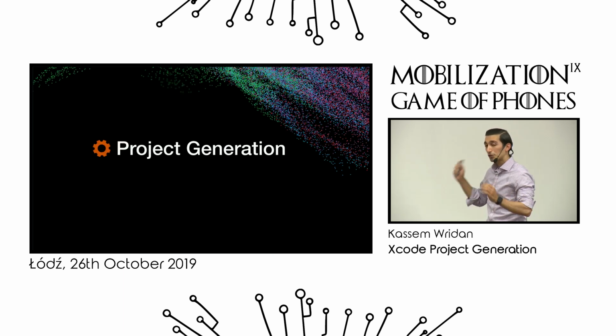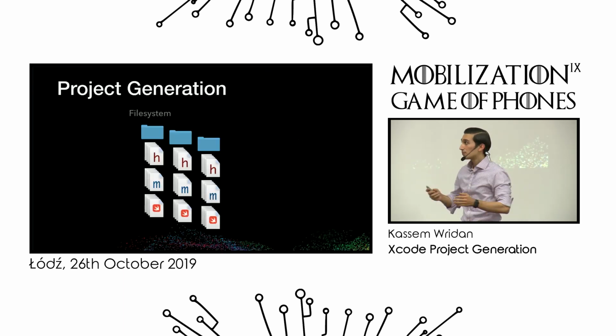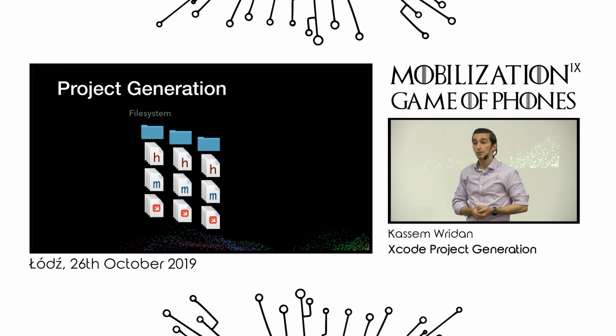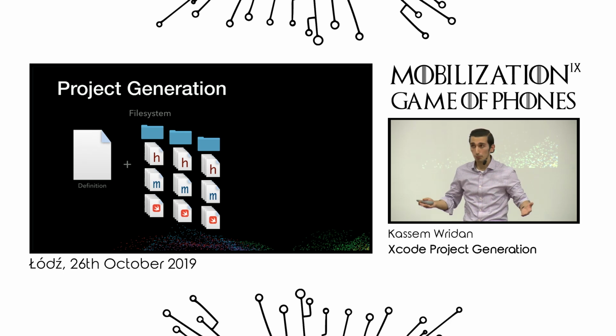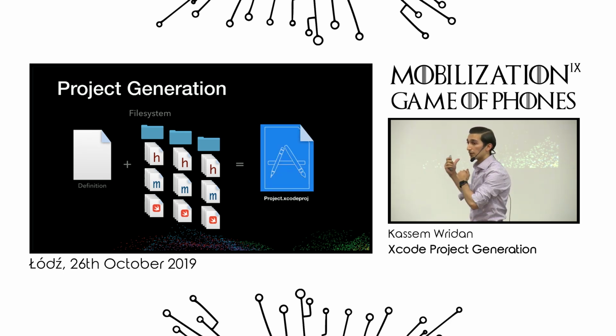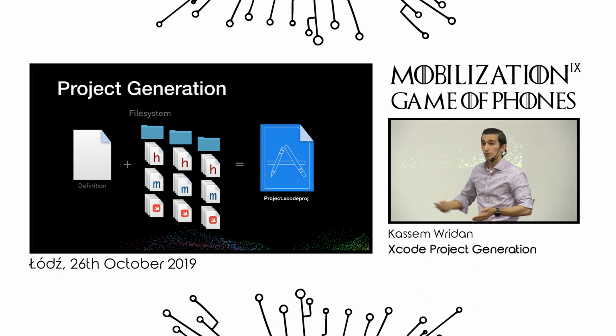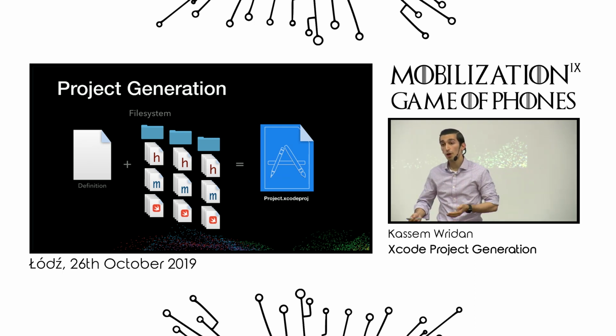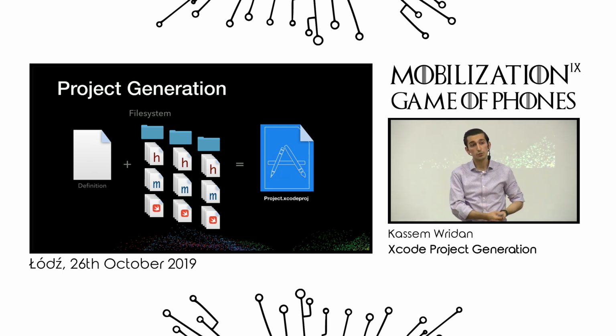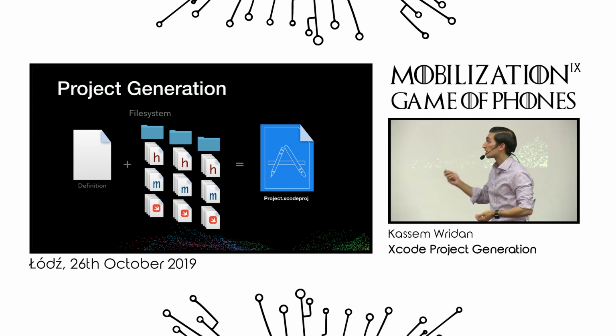All right, project generation, what is it? It's simply taking your source code that lives on your file system or on disk, combining it with a definition file of some form, and then getting a project out of that. And the interesting thing about this is you might have seen this before. This is not a new concept. In fact, if you used Swift Package Manager prior to Xcode 11 and you wanted to edit your Swift package in Xcode, this is exactly what you would do.